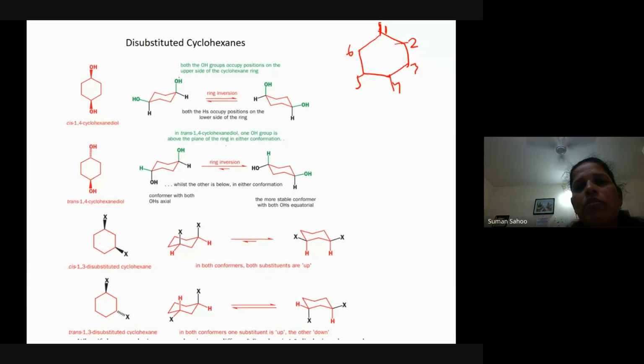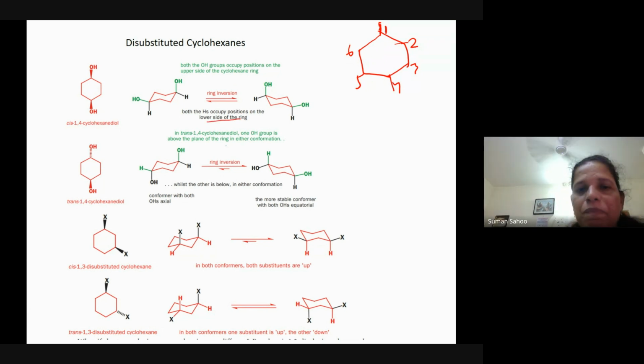This one can go up or this can go down. So both the hydrogens occupy the lower side of the ring. But in the case of trans, both can be axial or both can be equatorial. When both are axial, that would be a higher energy situation as compared to when both are in the equatorial position. So that would immediately flip to the di-equatorial position. So in 1,4 cis, one would be axial and one equatorial, and in trans both would be equatorial.